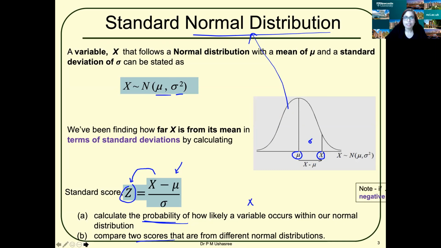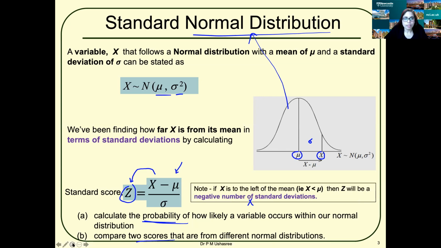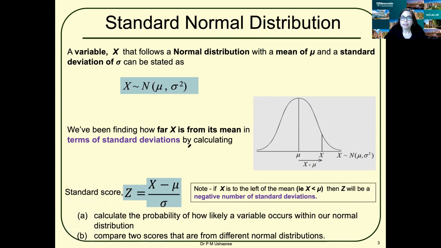Okay, let's see one more thing. If x is to the left of the normal distribution, that is, if x is less than the population mean, then z will be a negative number of the standard deviation, because x minus mu will be negative, so z is going to be negative. So all the values of z on the right of the mean will be positive, and all the values of z on the left of the mean will be negative. We will see some examples to understand this more clearly.